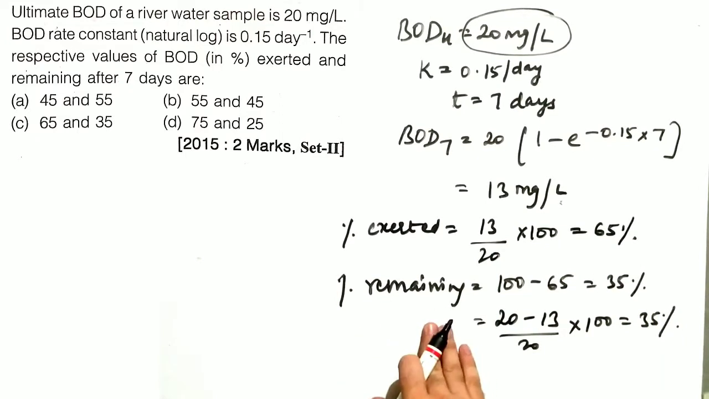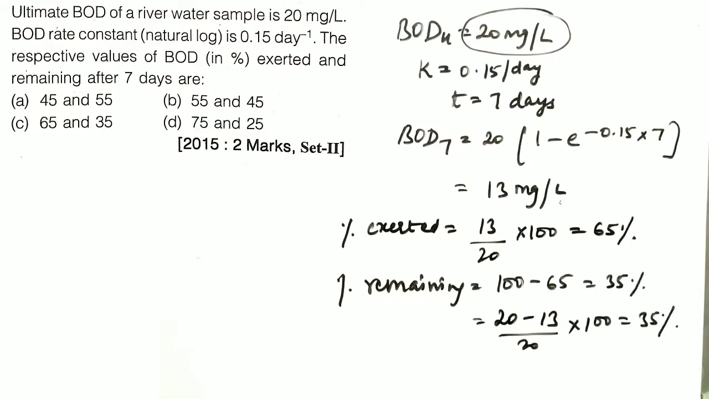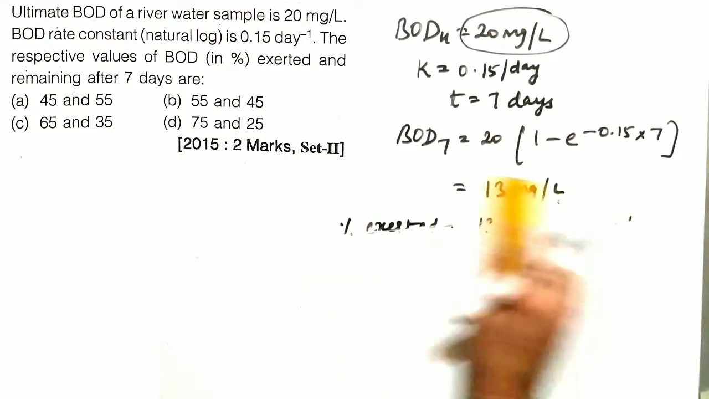What is remaining is 35%, that is, 7 milligram per liter is still remaining out of the ultimate BOD. So 7 divided by 20 will be 35% or 0.35. I hope this question is also clear to you. Now let's move on to the next question.